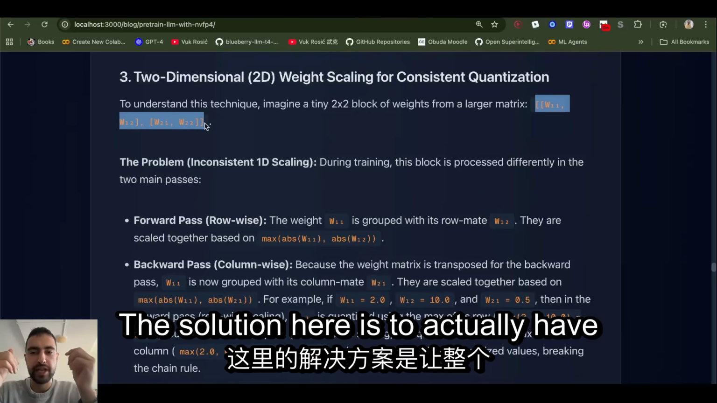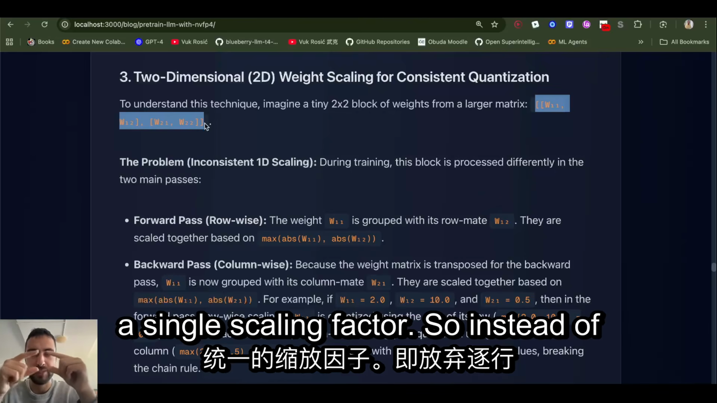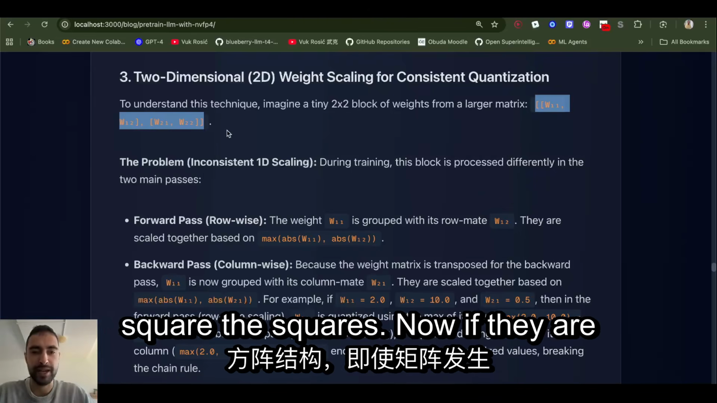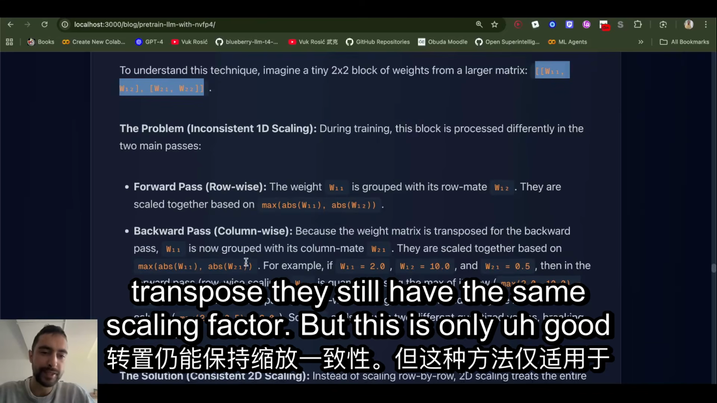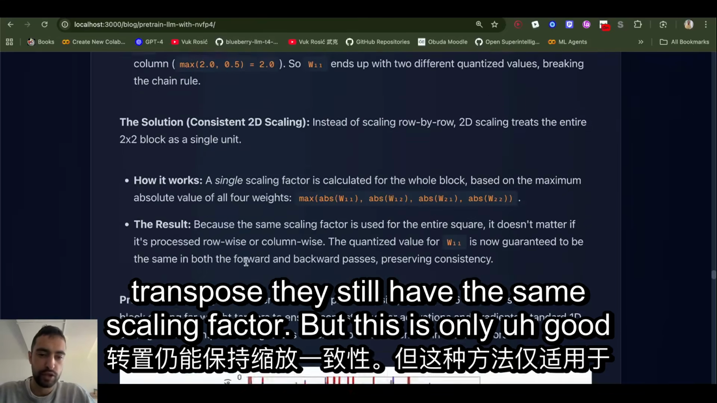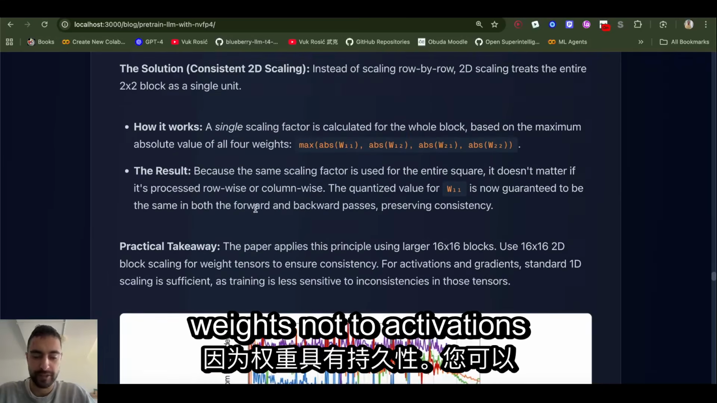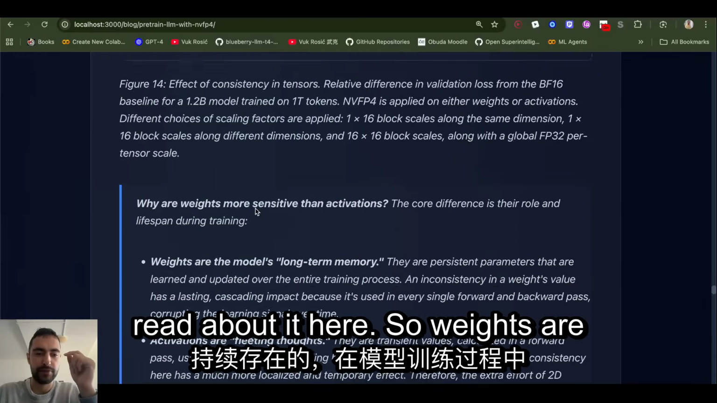The solution here is to have the whole 2 by 2 square matrix have a single scaling factor. So instead of 1 by 2 we do 2 by 2, so we do the squares. Now, if they are transposed, they still have the same scaling factor. But this should only be applied to weights, not to activations, because weights are persistent. You can read about it here.